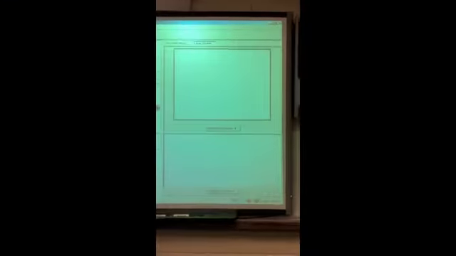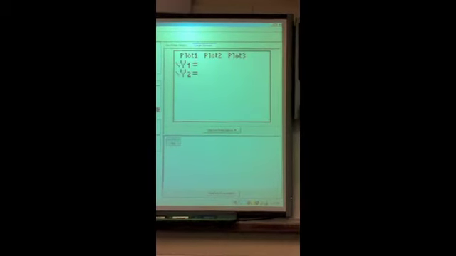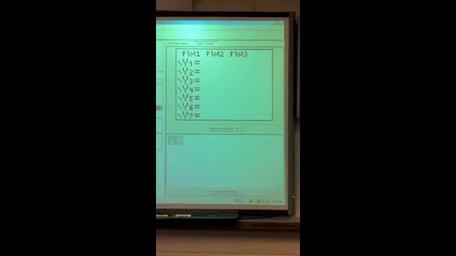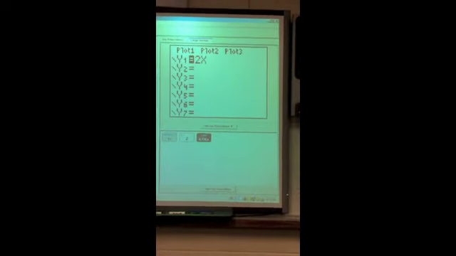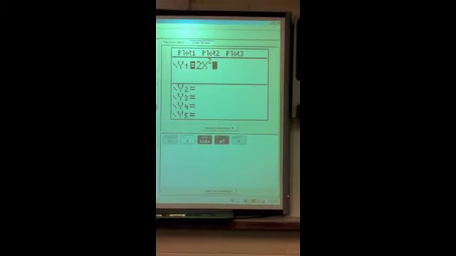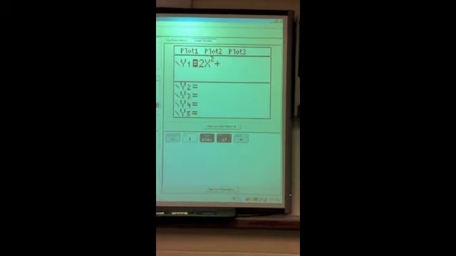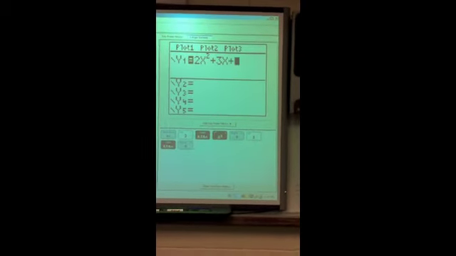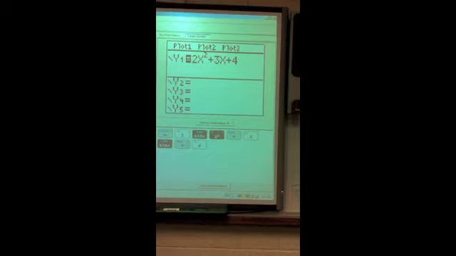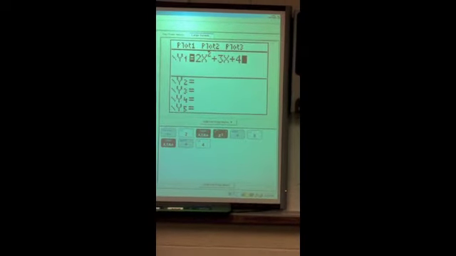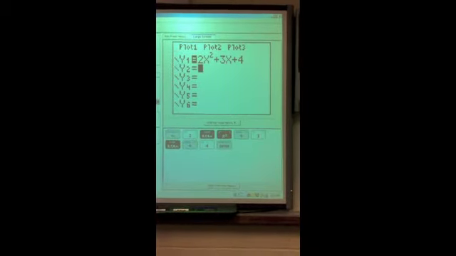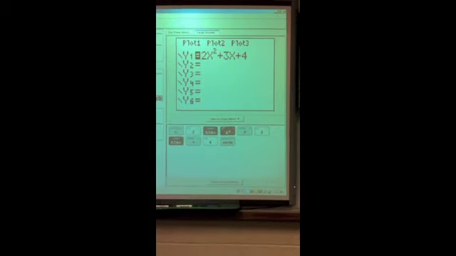To start graphing, you have to start by pressing y equals. By putting in the graph 2x squared plus 3x plus 4. We have our equation in. Enter, and then press graph.